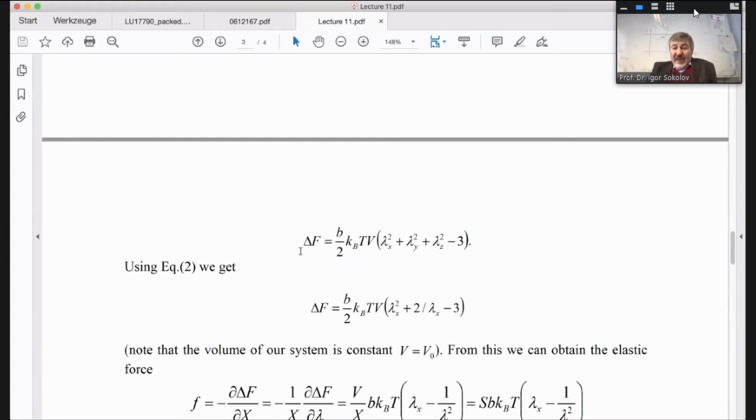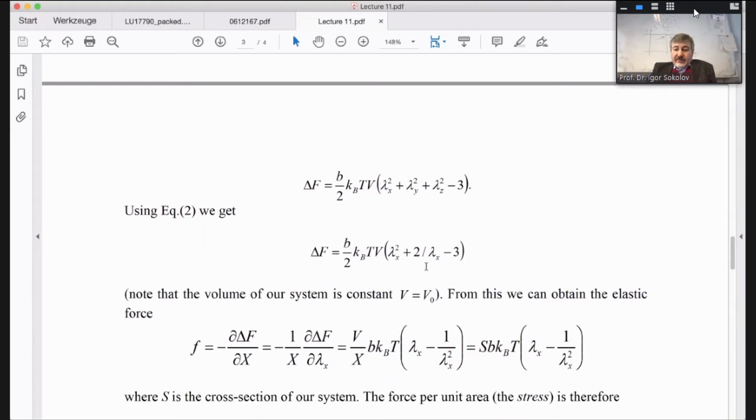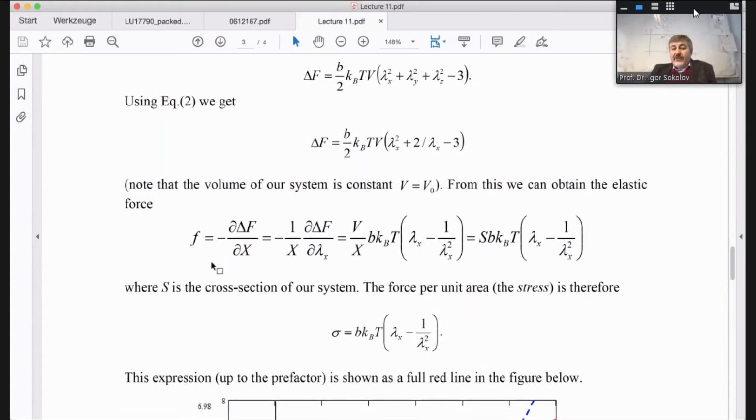So this is now my free energy of a system of many subchains. It doesn't matter how many chains were there in the beginning. If you have enough crosslinkers, you have enough subchains to sustain the mechanical stability and the solid properties. And now I put here my square roots, and this is what I get. And then I can pull and obtain the elastic force.